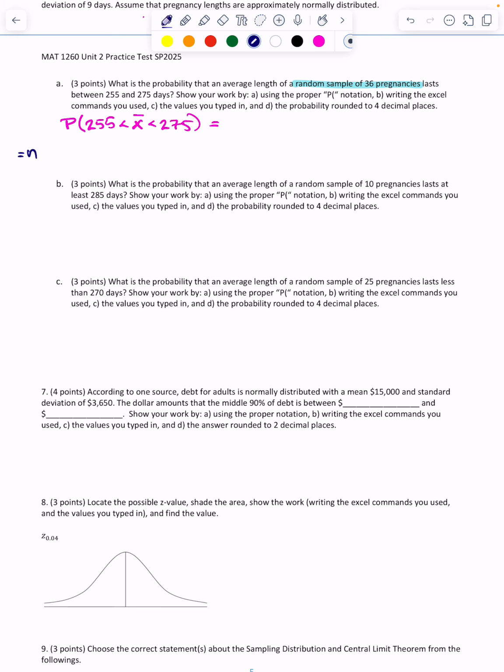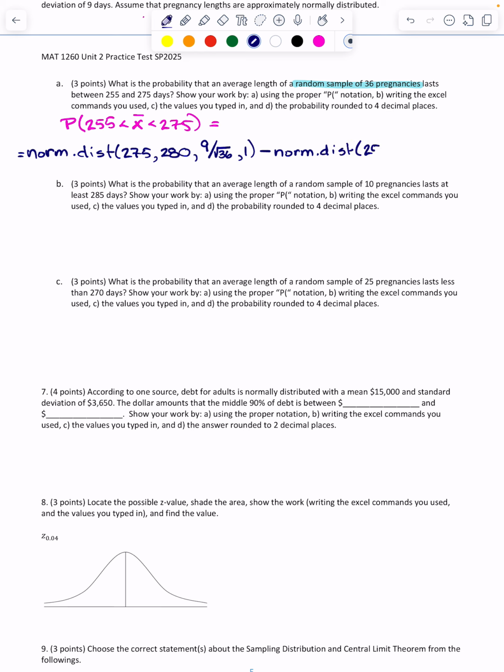Again, our Excel command, norm.dist, because we're working with raw scores. Again, only norm.s.dist if we have z-scores. I got 275. My mean is 280. My standard deviation, though, is now 9 divided by the square root of the sample size. So I'm going to write it that way, 9 divided by the square root of 36, which we know is 6. I just didn't want to skip a step. And then I'm going to subtract off the lower bound, norm.dist.